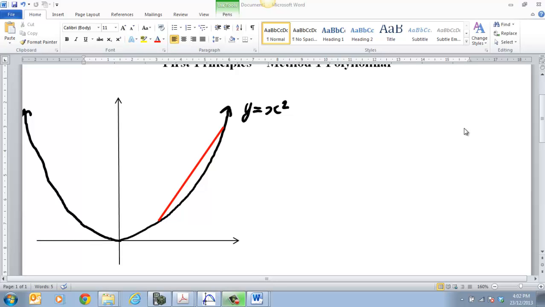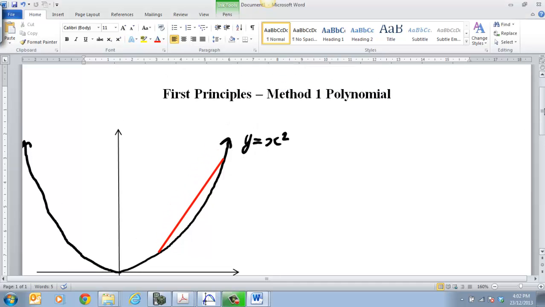Welcome guys to an introduction to calculus, and we're going to look at the proof of the first principles. Now we're going to use the concept of the slope of a tangent, and we're going to use the concept of the limit coming through here.